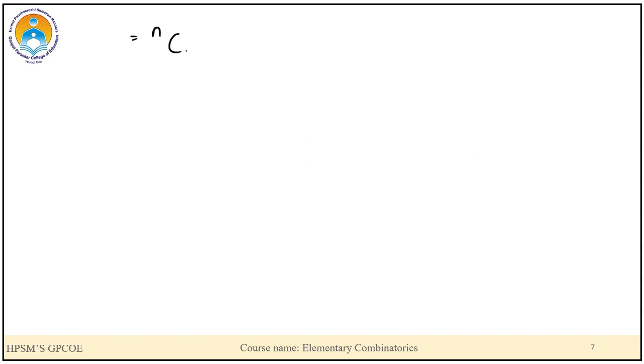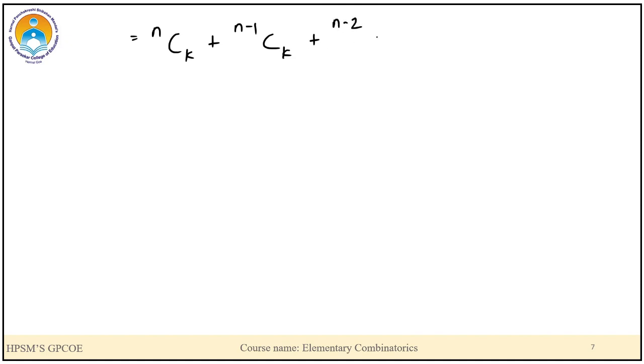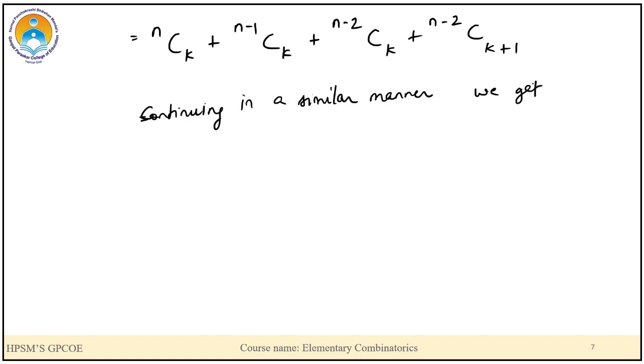So I get n C k plus (n minus 1) C k plus, I shall now get (n minus 2) C k plus (n minus 2) C (k plus 1). Continuing in a similar manner, we will get n C k plus (n minus 1) C k plus (n minus 2) C k plus so on. The last term that we will be left with is (k plus 1) C (k plus 1).